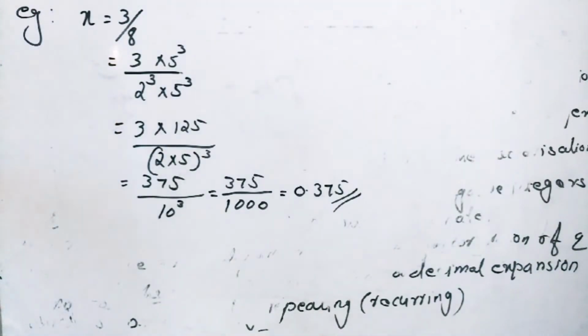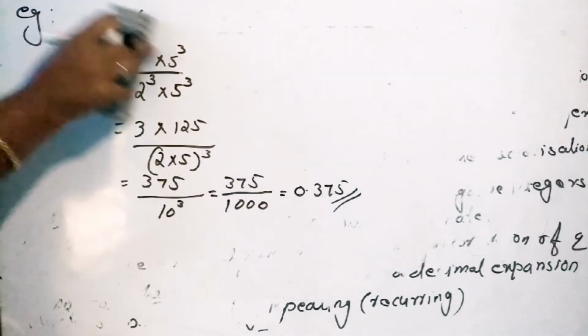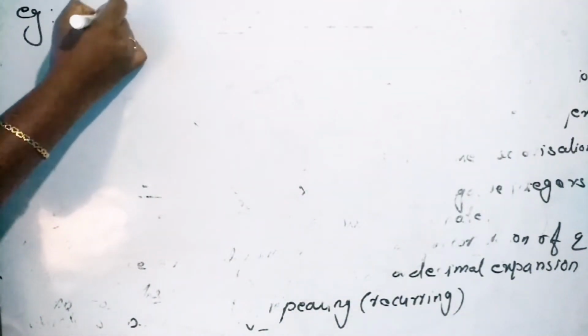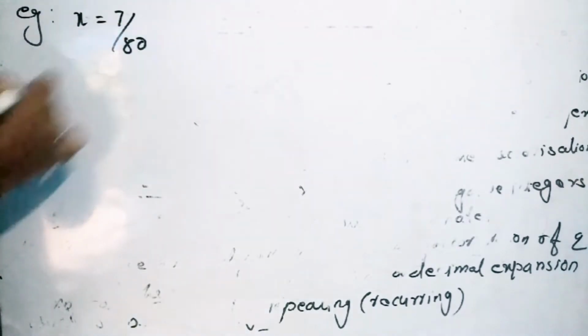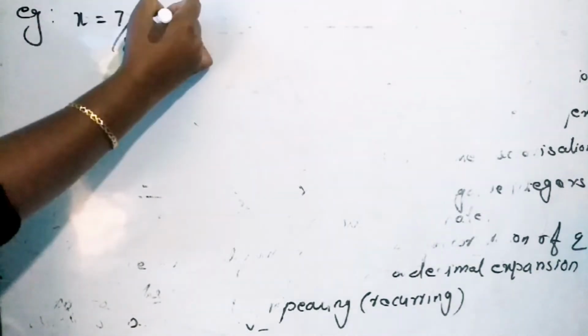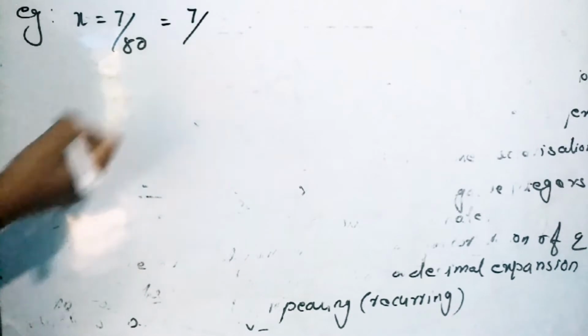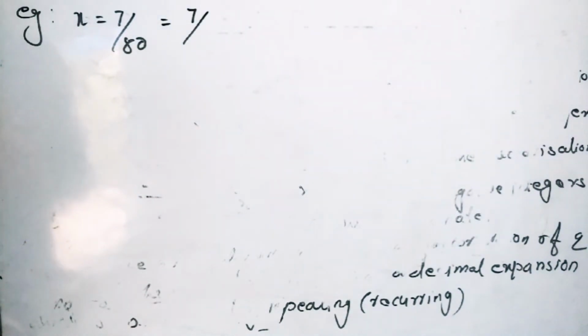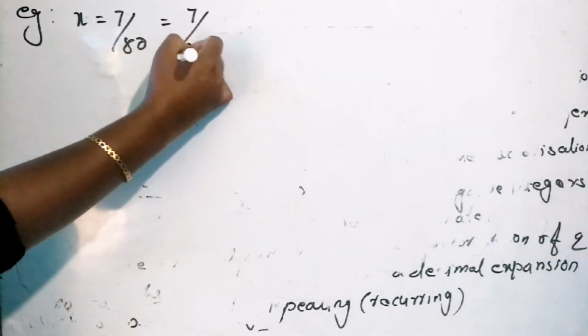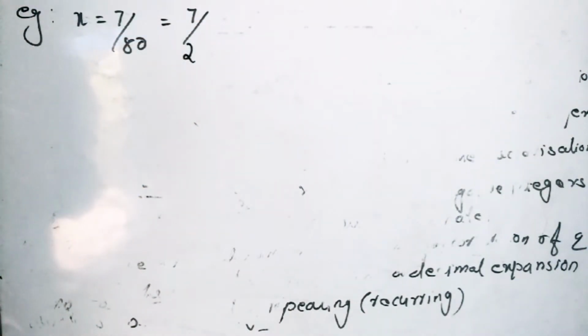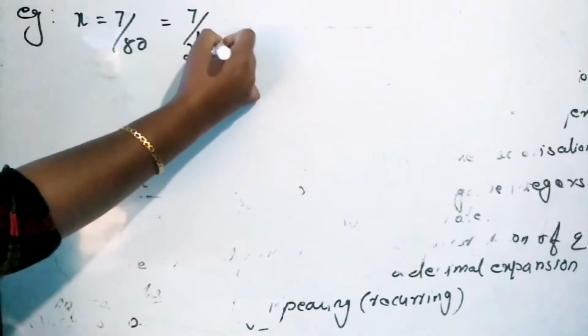Okay, one more example we will discuss, that is x is equal to 7 by 80. If you do the prime factorization, the prime factorization corresponding to 7 is 7 itself, and the prime factorization corresponding to 80 is 2 raised to 4 into 5.